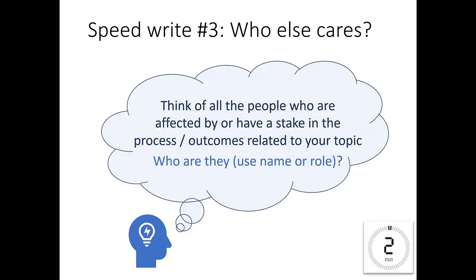The first one is to be very generative about thinking who else may be affected by your project idea or whatever it is you're interested in. So think of all the people who are affected by or have a stake in the process or the outcomes related to your topic. I want basically one name or a person's role. So it could be patient, family, nurses, hospitalist colleagues, whatever, right?